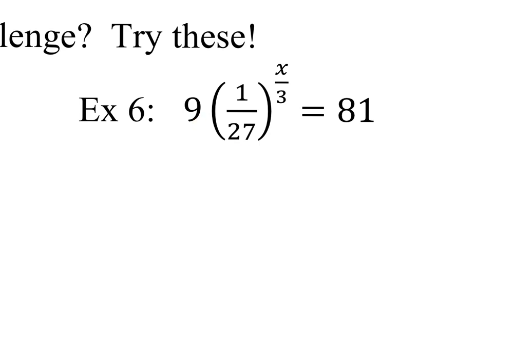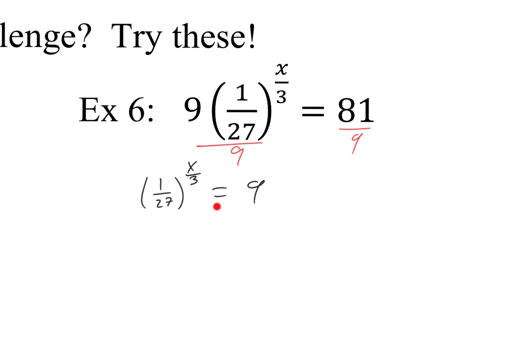Like 9 is 3 squared, that's 3 cubed, that's 3 to the 4th. So I think we can use something like getting common bases here, and I don't think we even have to mess around with logs. First things first, though, let's get rid of this 9 hanging out front. That doesn't do me any good. So I got 1 over 27 to the x third equals 9.